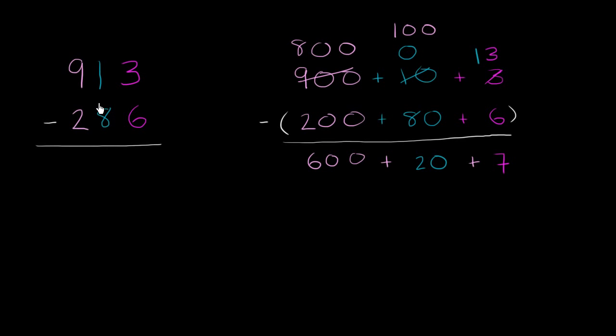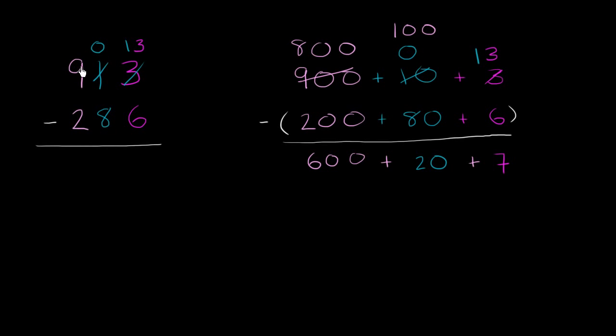Now let's do the exact same thing here, but we're not going to expand out the numbers. So 6 is greater than 3. What do we do? Well, we can regroup from the tens place. We can take 10 from here, so we're left with 0 tens, and give that 1 ten to the ones place. So you give 10 to the 3, it becomes 13. But now we have a problem in the tens place. How do we subtract 8 from 0?